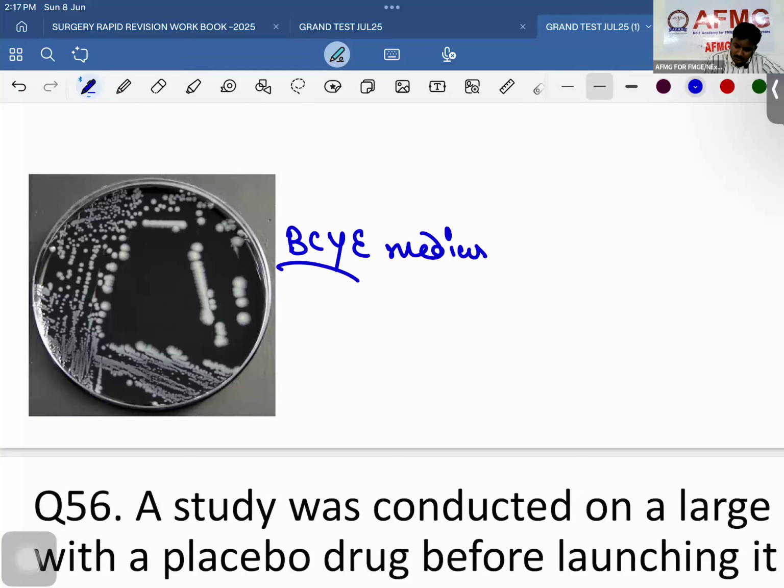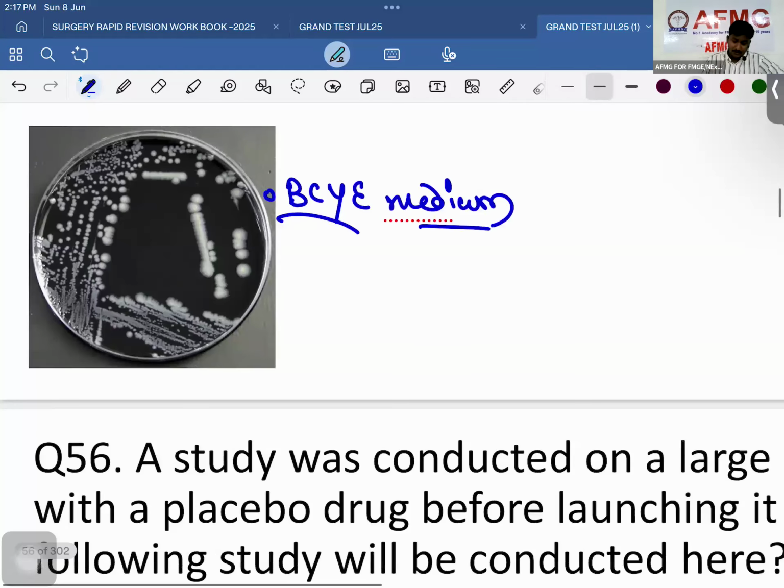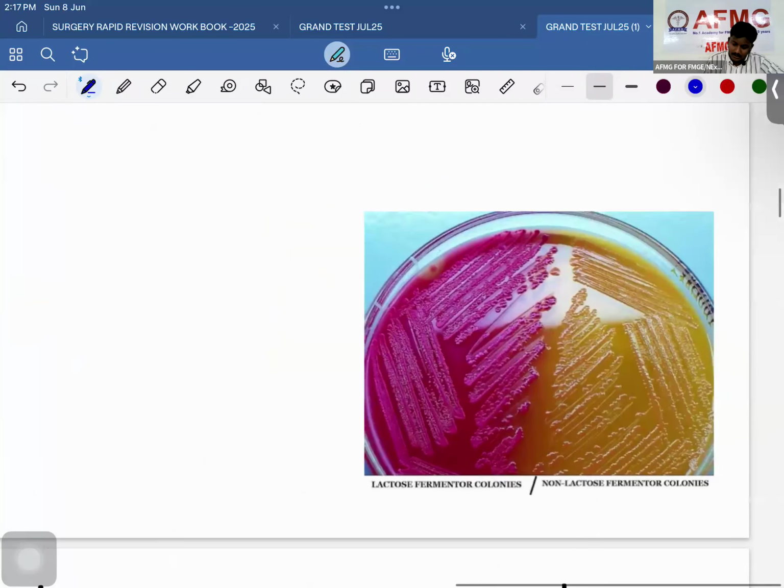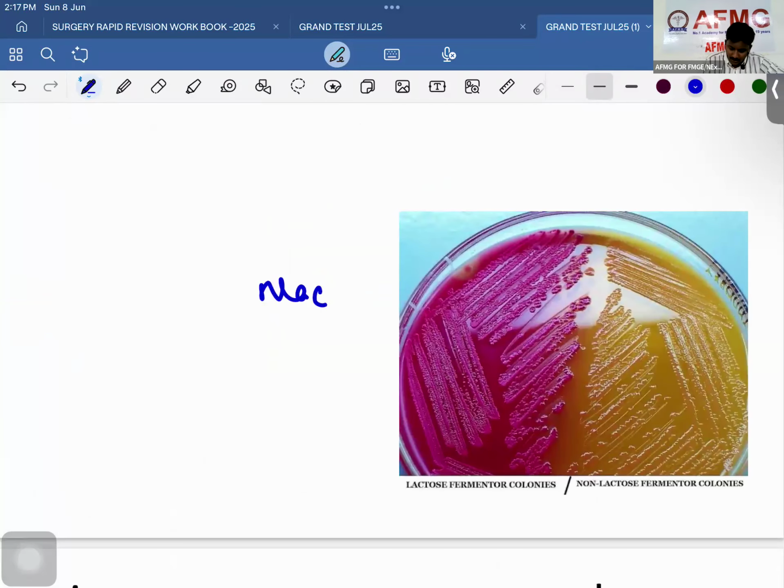And on this buffered charcoal yeast extract medium, you are able to find the whitish paste-like colonies. And these whitish paste-like colonies are nothing else but the Legionella bacteria itself. Clear? This is a classical picture of the MacConkey's agar, if I talk about.